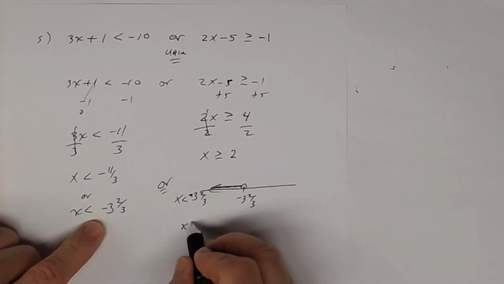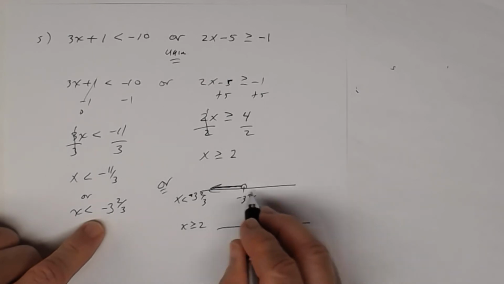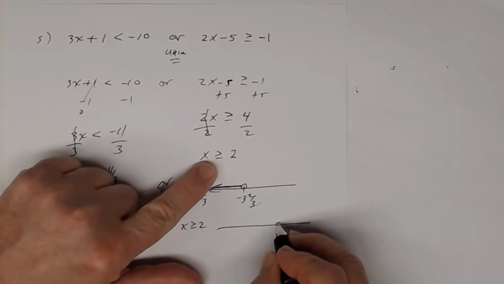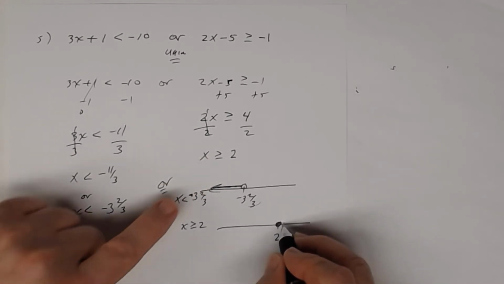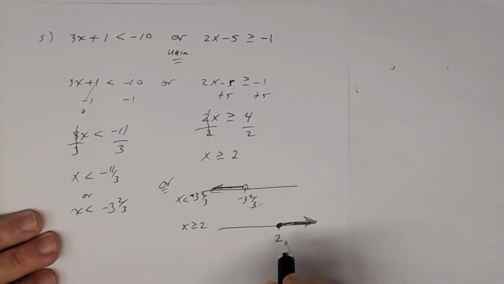Over here, x is greater than or equal to 2. Make sure you put 2 in the right position in comparison to -3 and 2/3. So 2 is going to be to the right. That's an equal sign, so we use a closed circle. And then greater than or equal to, shade to the right. Now, make sure you put an arrow.